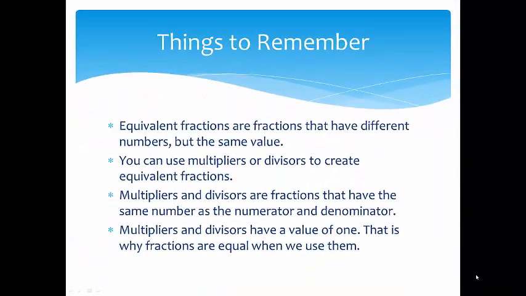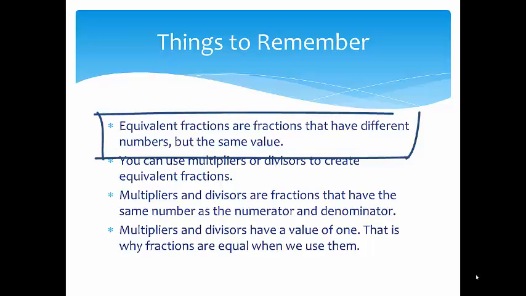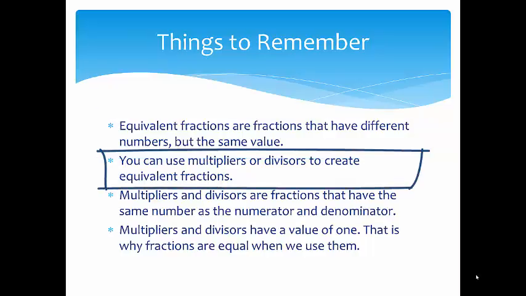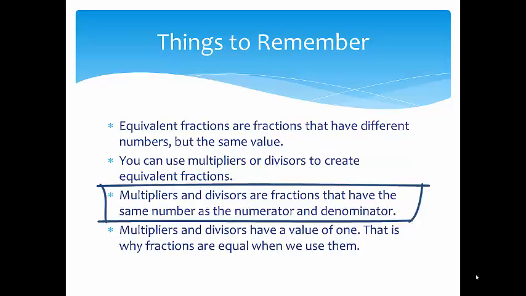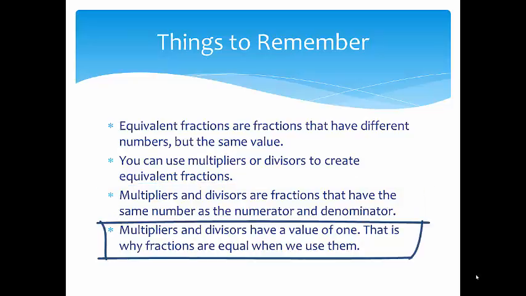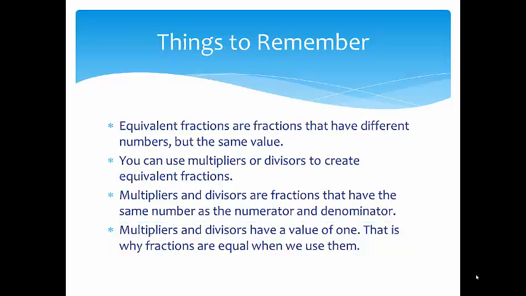Finally, a few things I want you to remember from this video. First, equivalent fractions are fractions that have exactly the same value, but they just have different numbers. Second, you can use multipliers or divisors to create equivalent fractions. Third, the multipliers and divisors are fractions that have the same number as the numerator and the denominator. So the same number on the top and on the bottom. And finally, and maybe most important, is that multipliers and divisors have a value of 1. This is why fractions are equal when you use them, because we're either multiplying by 1 or dividing by 1. And either way, we get the exact same value.